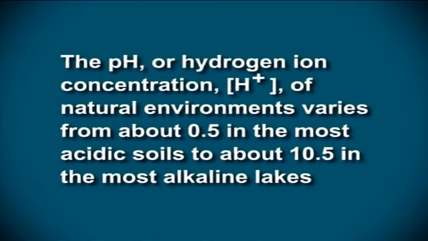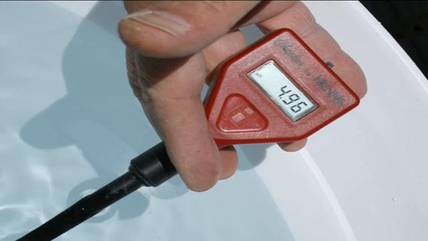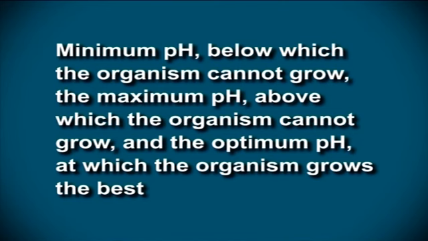pH and buffering capacity. The pH, or hydrogen ion concentration H plus, of natural environments varies from about 0.5 in the most acidic soil to about 10.5 in the most alkaline lakes. The range of pH over which an organism grows is known as the pH range for that organism. This range can be divided into 3 regions: minimum pH, below which the organism cannot grow; maximum pH, above which the organism cannot grow; and the optimum pH at which the organism grows best.